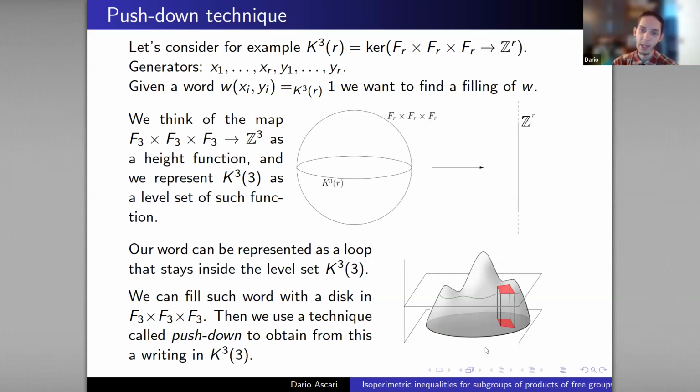What you obtain is a filling of your word inside the kernel, but the problem is that this filling is not obtained using relations of K3R, but it's a filling made using more complicated words, which we call thick relations. And so one has to explicitly explain how to fill these thick relations using the actual relations of K3R. So this is, roughly speaking, how the proof goes.